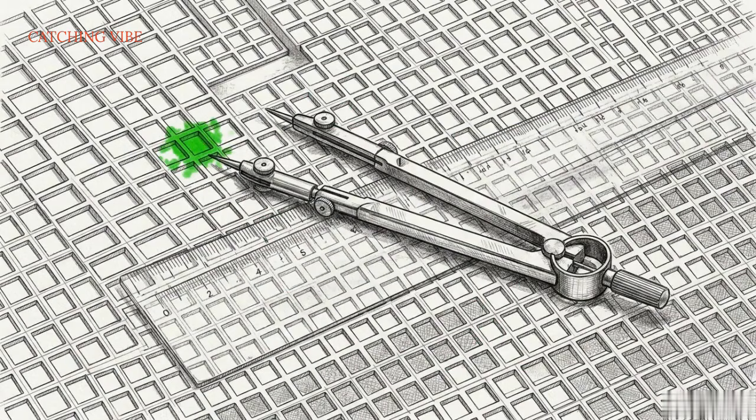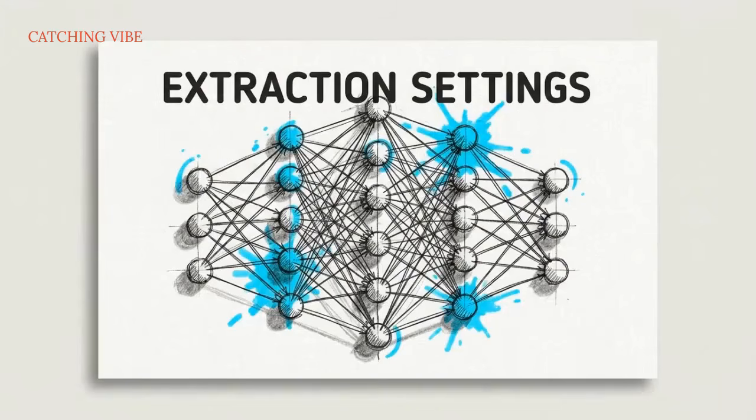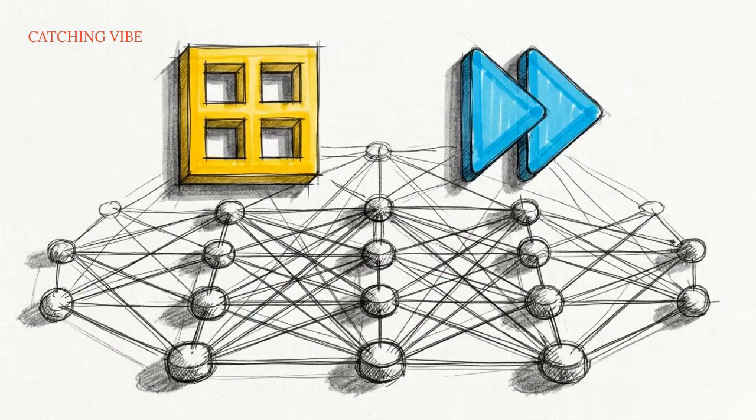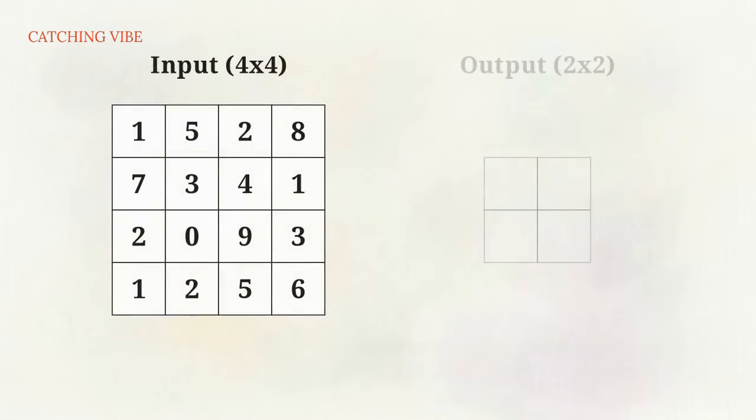To do it efficiently across the whole image, the network follows a specific set of mechanical rules. In many architectures, like tiny VGG, this extraction relies on two specific settings, a 2x2 kernel and a stride of 2. The 2x2 kernel defines our search area.